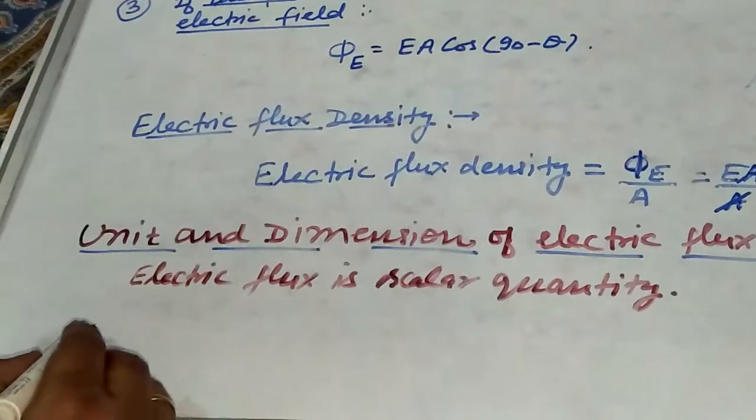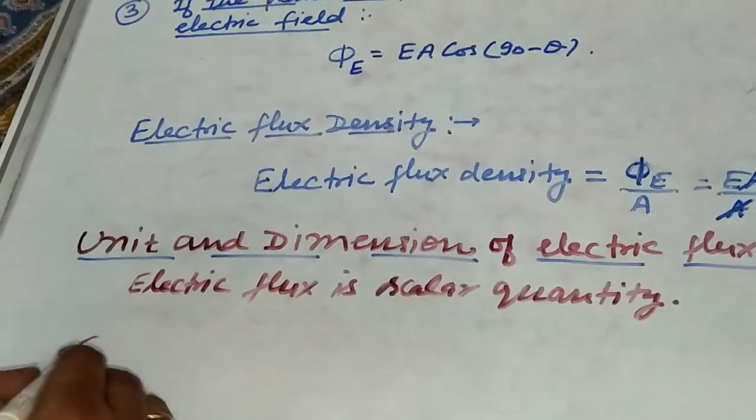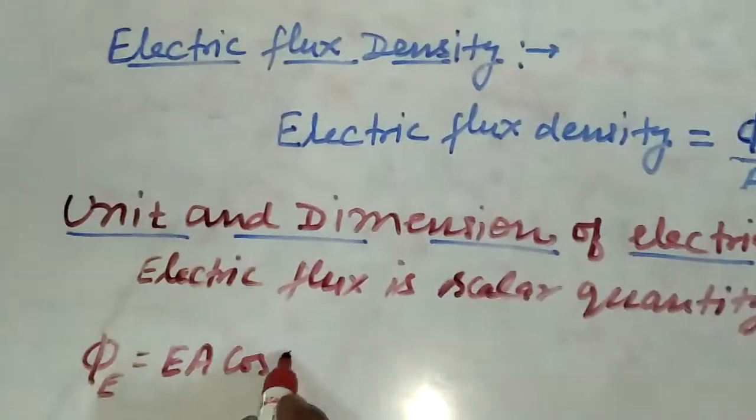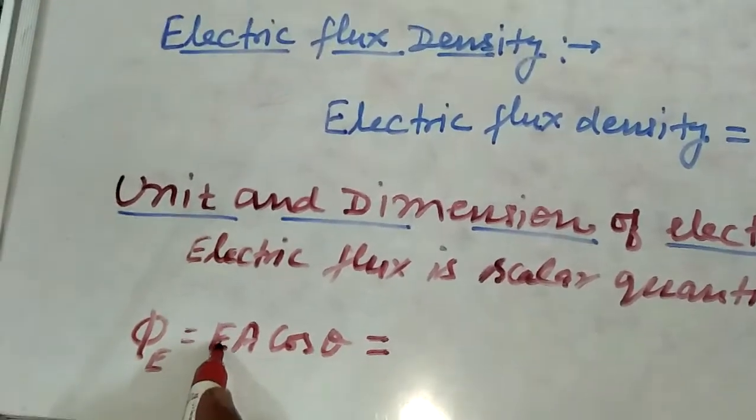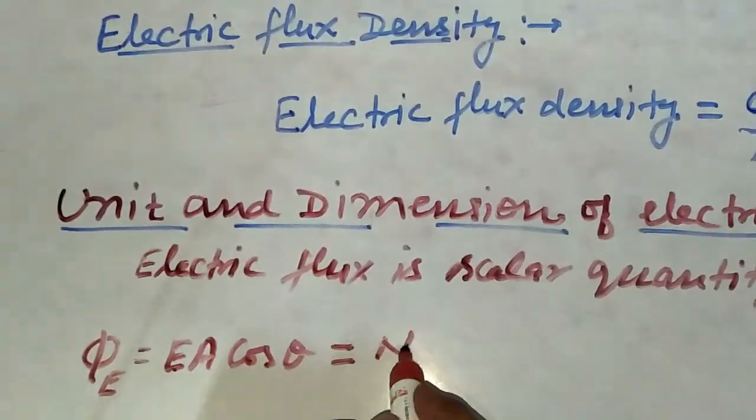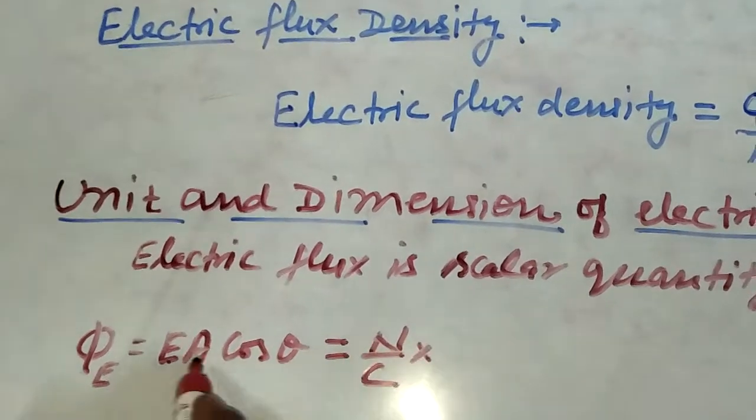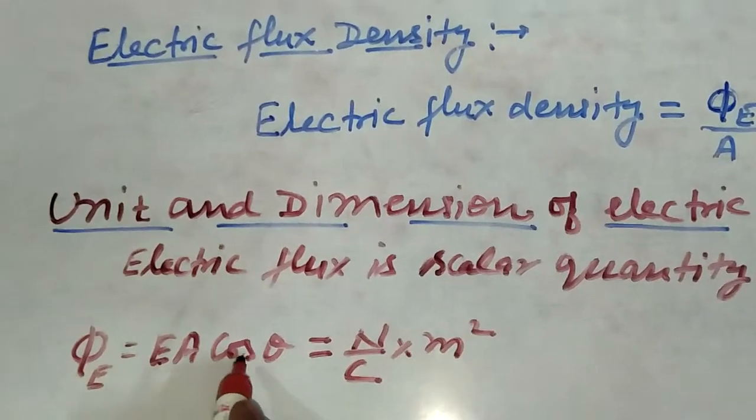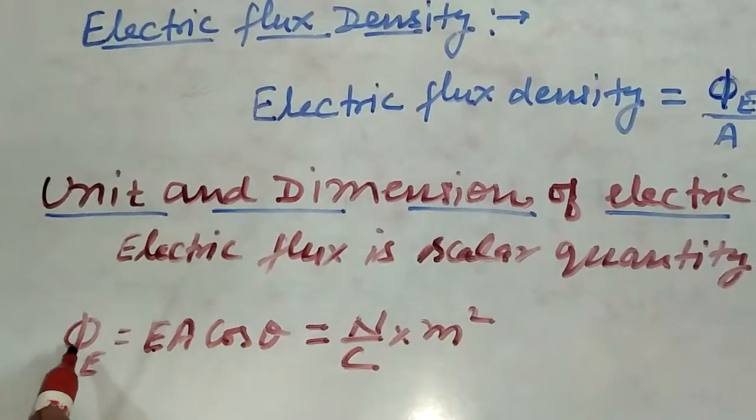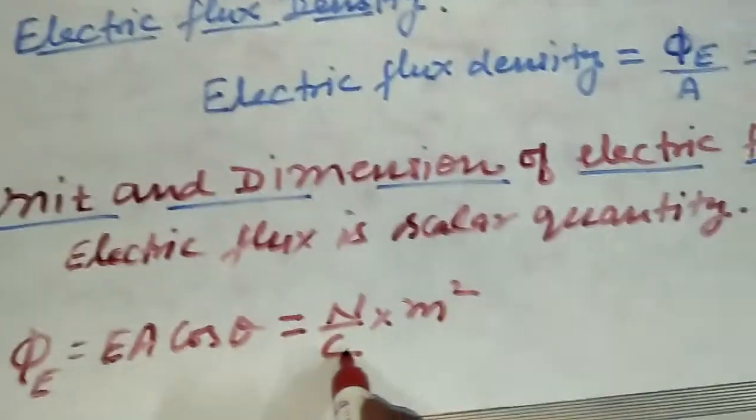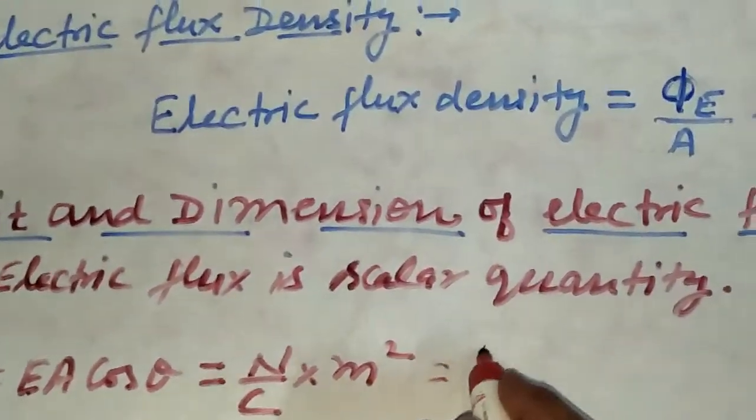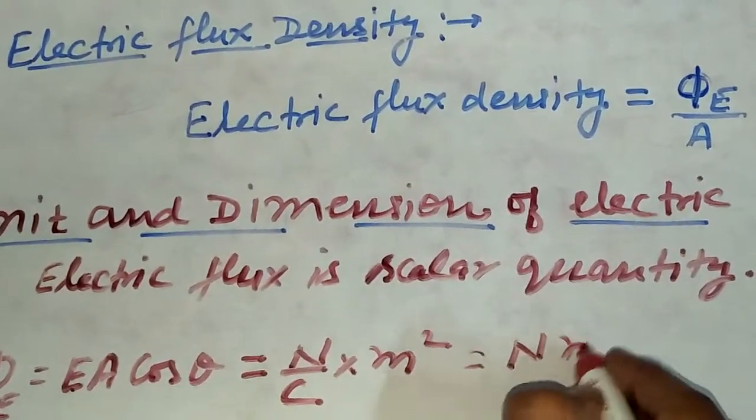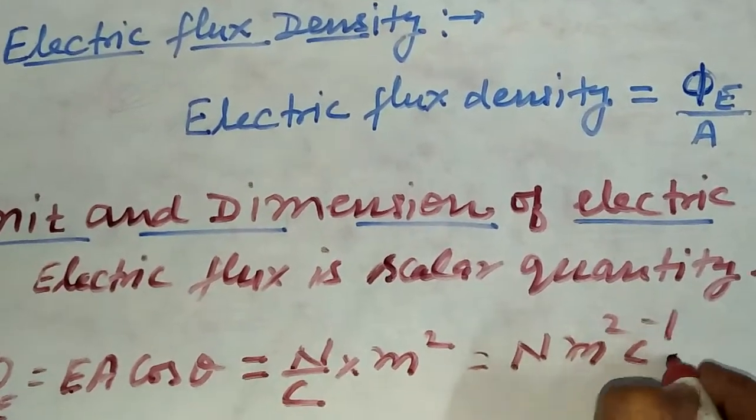And how can we find the unit of this electric flux? You know phi E is equal to E A cos theta, and the unit of E is Newton per coulomb, and area is meter square. Cos theta is a trigonometrical term, so there is no SI unit for it. So simply you can say the unit of electric flux phi is equal to Newton per coulomb into meter square, or you can write Newton meter square per coulomb.